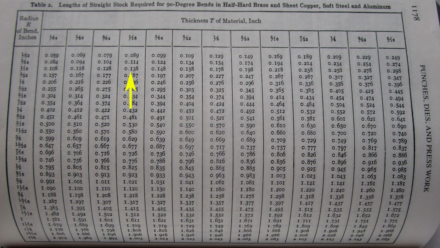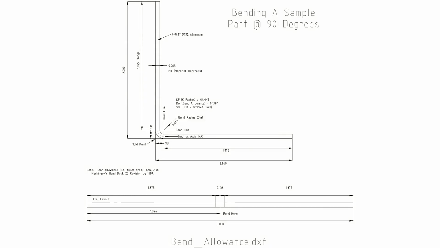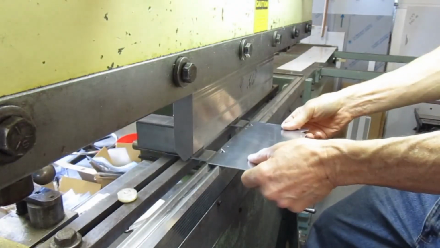For a given material class, you simply intersect material thickness with bend radius to get a distance. I've been using 5052 .063 inch aluminum, and my press brake dies are 1/16 inch radius. This is where the 0.138 inch bend allowance value comes from. From my spreadsheets, that works out to a K-factor of 0.4, which I've used in the 3D models. Theoretical calculations, graphical solutions, 3D modeling, and actual bending all yield consistent results. I hope this video has been helpful.